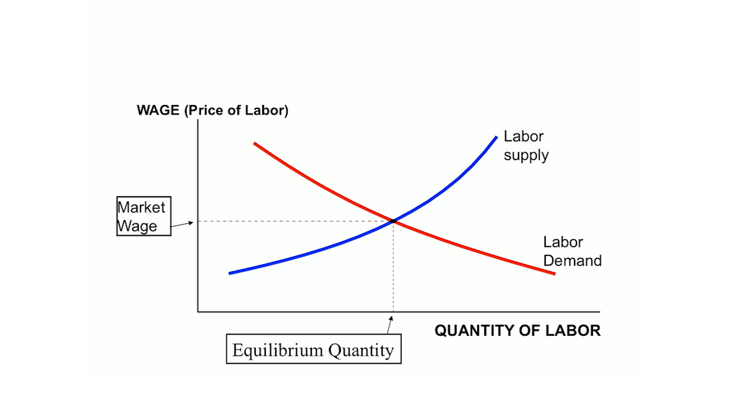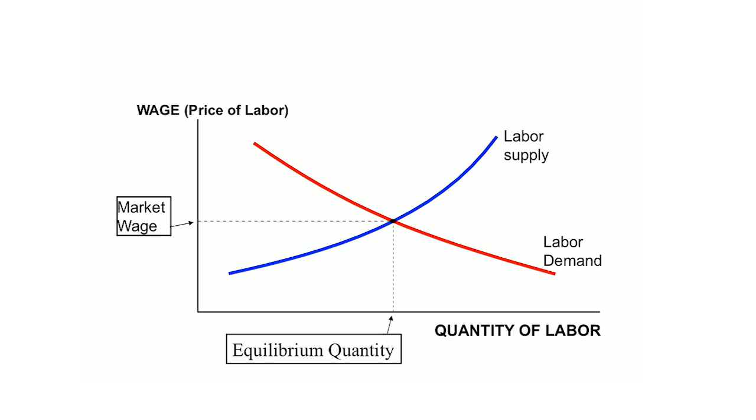sloping. Remember, in labor supply and labor demand considerations, when we're looking at labor markets, on the horizontal axis we put the quantity of labor employed by the firms in the market, and on the vertical axis we put the wage. So it's not just the quantity of output on the horizontal axis, it's the quantity of labor.